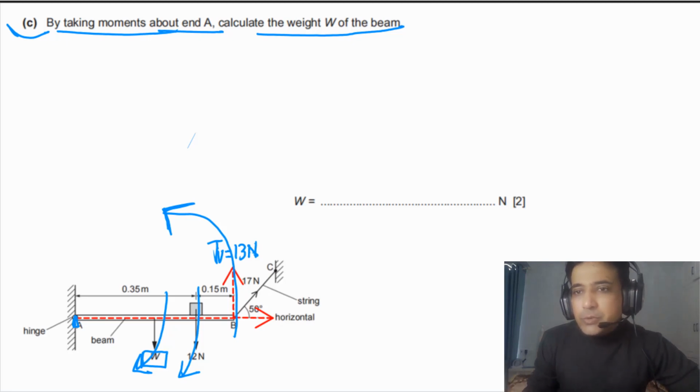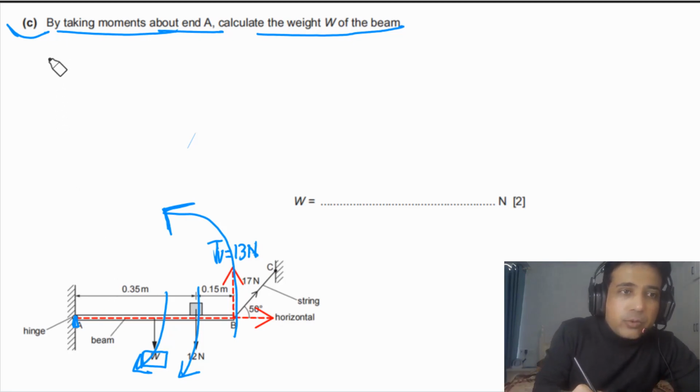Now simply we need to equate, as this beam is in equilibrium. So we can say sum of clockwise moments. So first of all, we can write down clockwise moments.